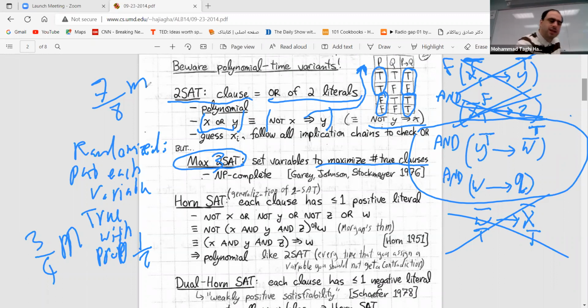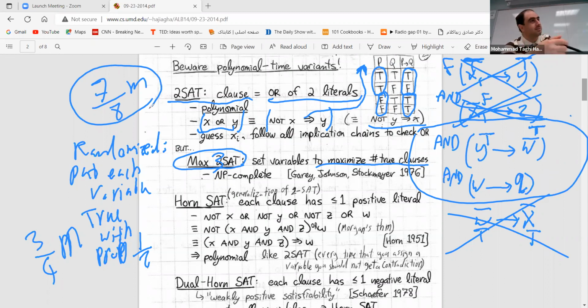For max 2-SAT, I think you can improve it a little bit over 3/4, but not for 3-SAT, as far as I remember. Yes, and this is very important. That you cannot do anything other than this trivial algorithm is actually the whole idea of the PCP theorem, probabilistic checkable proofs.